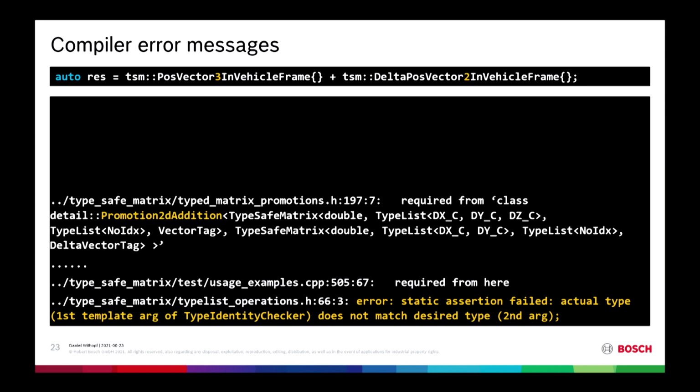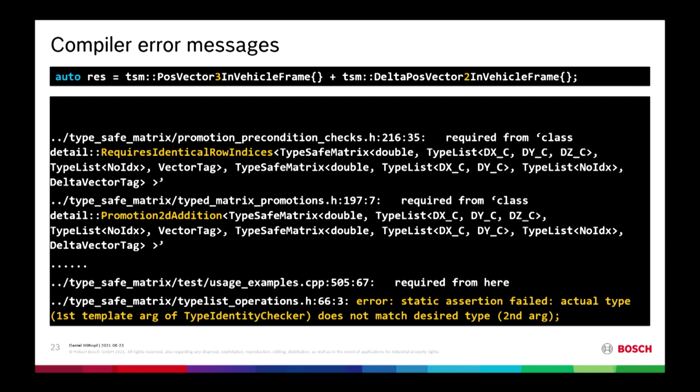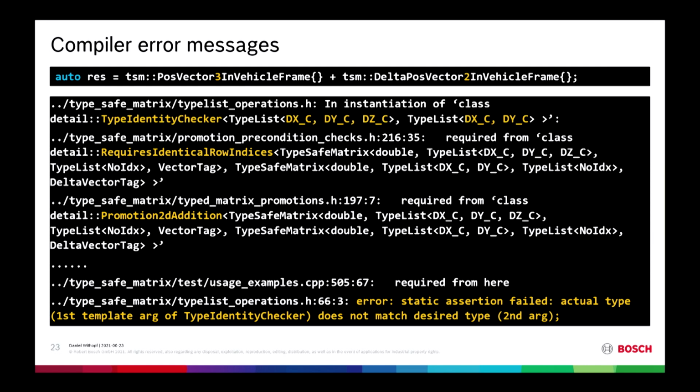And if we want to get more information on that, we look at the instantiation history, and we can see, okay, this comes from the 2D addition promotion that we've seen, so it happened while we're adding something. Then it happened in the requires identical row indices base class, meaning the row indices of the two arguments are not identical. And last but not least, the type identity checker template is instantiated. And we see, okay, there are two type lists. One has 3 elements and the other one has 2 elements. This is why the operation failed.